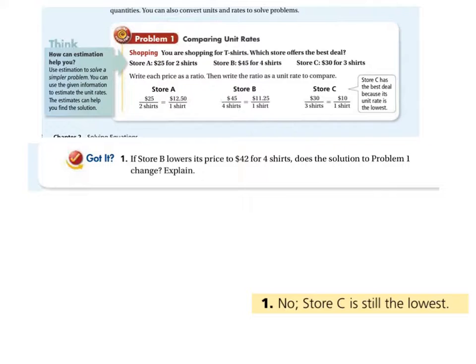$45 for 4 shirts, that's $11.25 for 1 shirt. Again, all I'm doing is dividing. 45 divided by 4. $30 for 3 shirts, that's $10 per shirt. The best deal is obviously Store C, the cheapest price, $10 for 1 shirt.